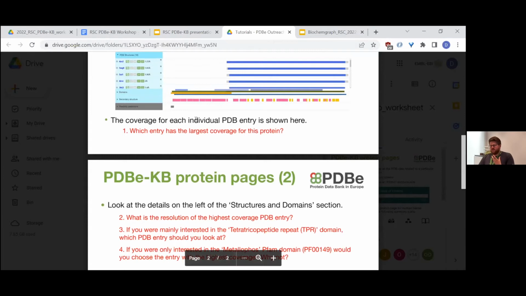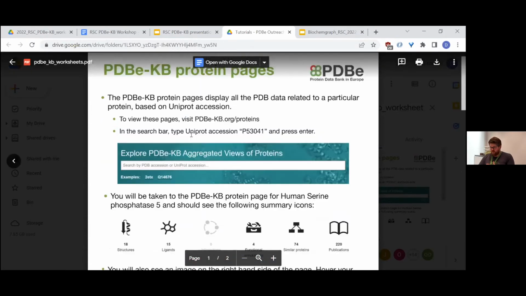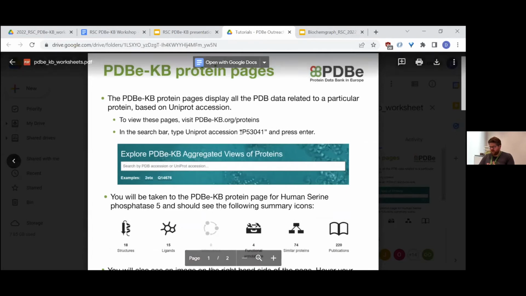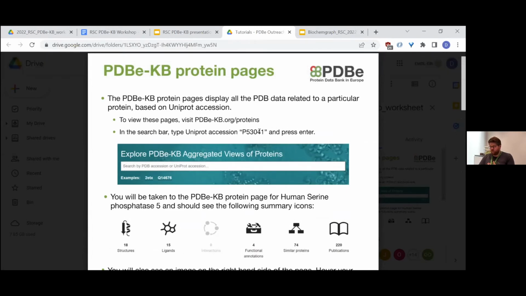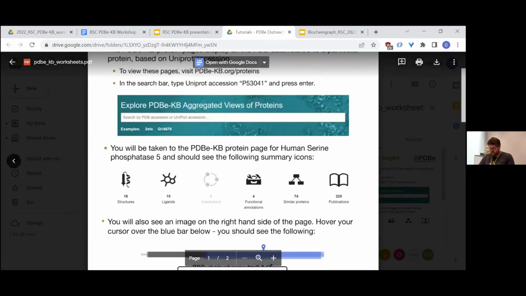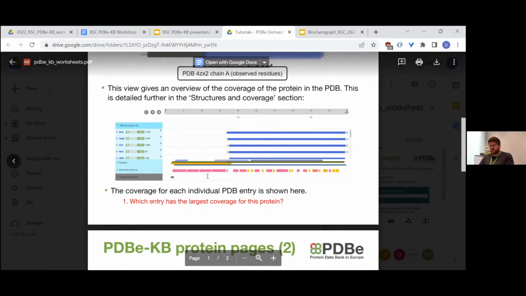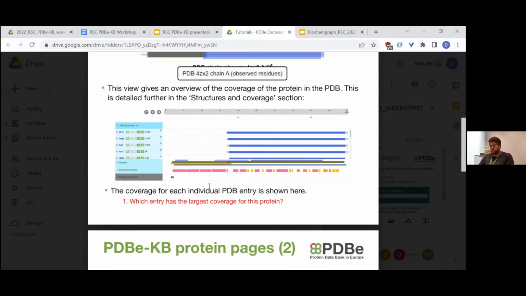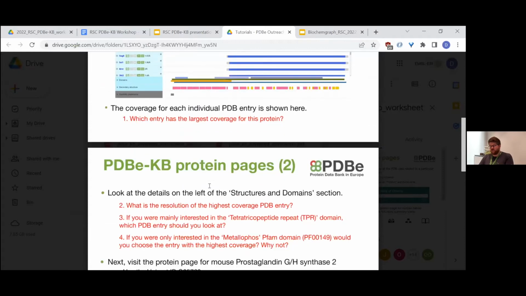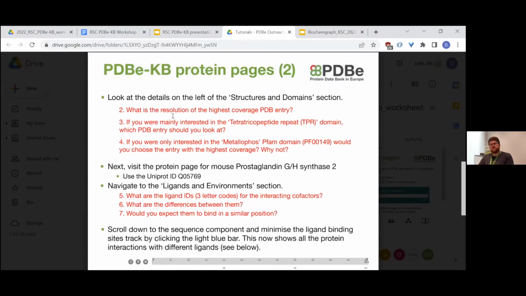Then for this particular example, which is P53041, a phosphatase protein, we'll go through the interaction section to see where the coverage for a particular individual entry is. And then you can look at answering the questions about the different domains that are available.